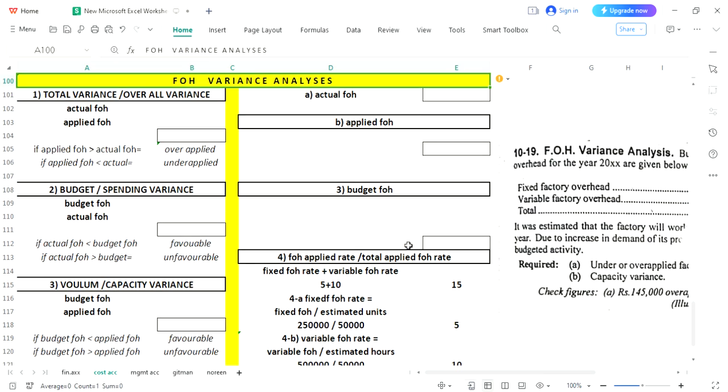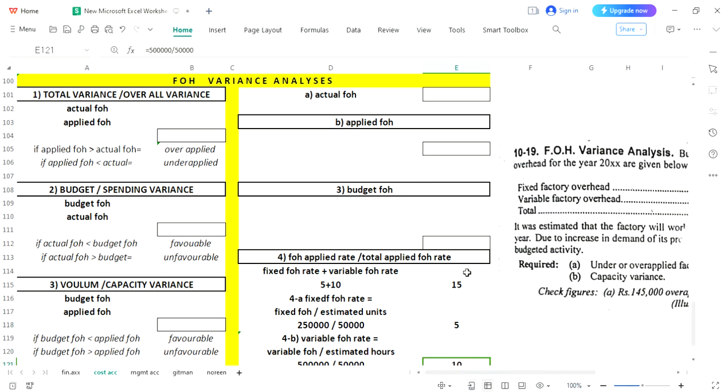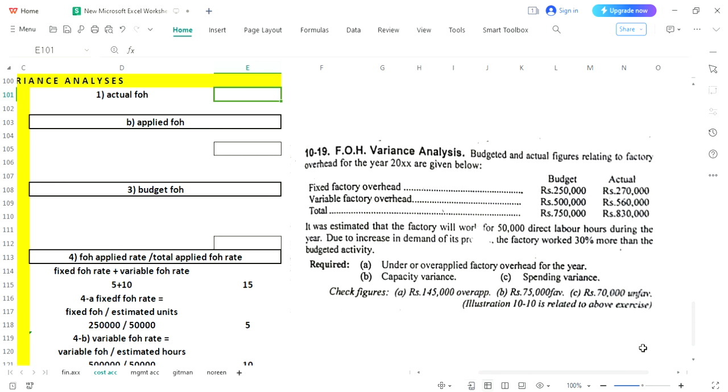Lower portion is completed, part 4 is completed: fixed FOH rate, variable FOH rate, and then we have added both rates, and we have got the total applied FOH rate. It's time to go upside, and now we will be calculating A, B, and we will be calculating the first part, and that is actual FOH. For that we will have to see our question where actual FOH is given. Come over here, you can see actual FOH is written over here, both fixed and variable. Since we need total, at the third line total actual FOH 8,30,000 is mentioned.